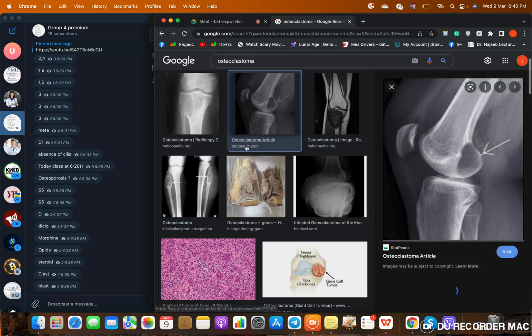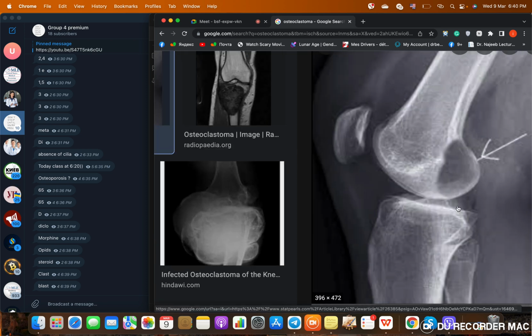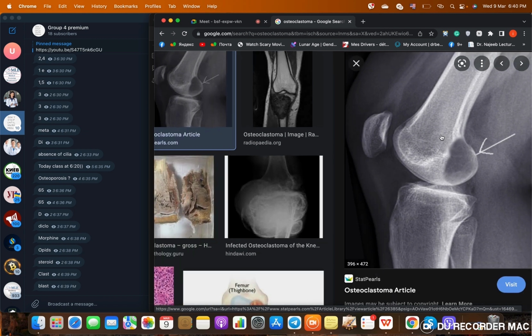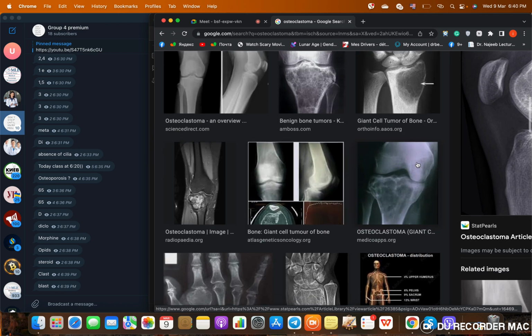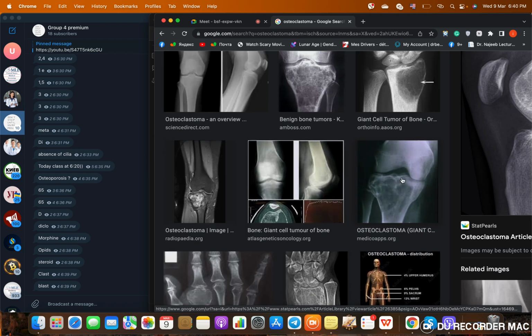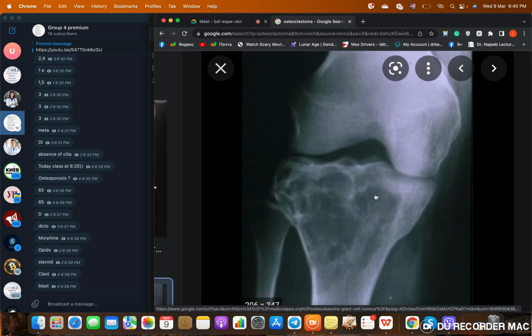So yeah, you can see how it's affecting the knee joint, mostly the epiphysis of the bone, which is the distalmost portion of the bone. See, this is a joint. This is even a better picture. Can you see the bubbling? They call it a soap bubble. Soap bubble. Okay? So soap bubble lesion.